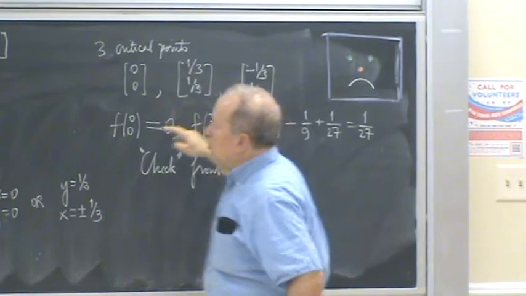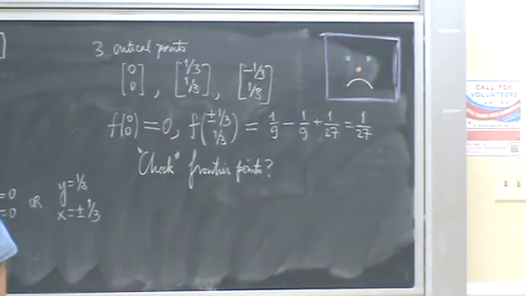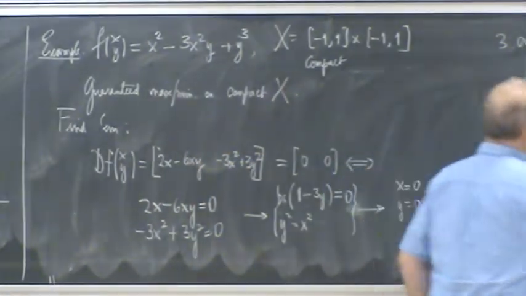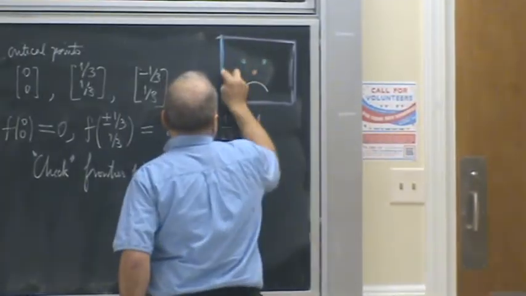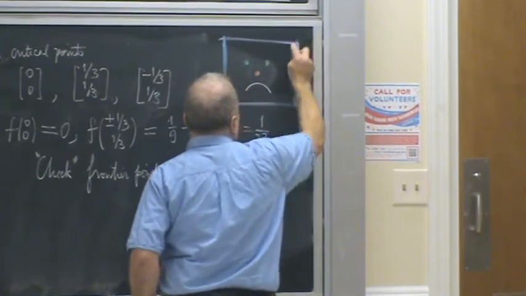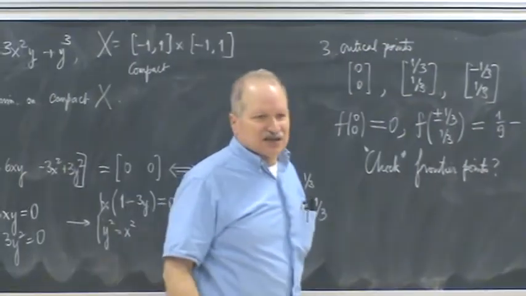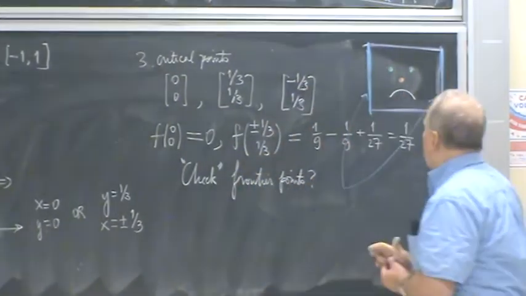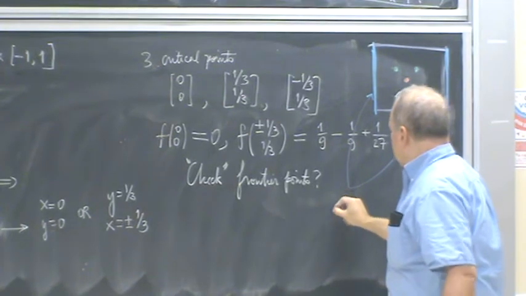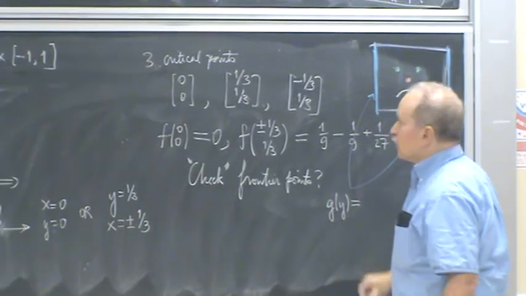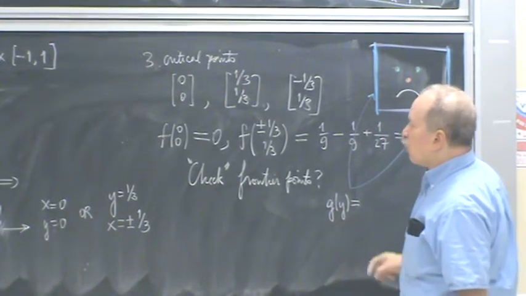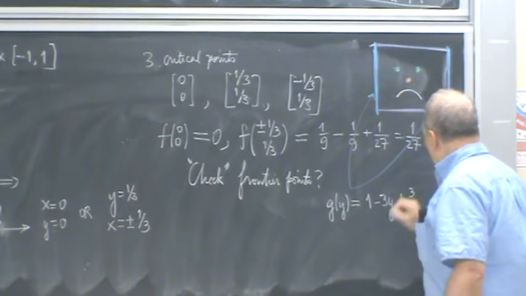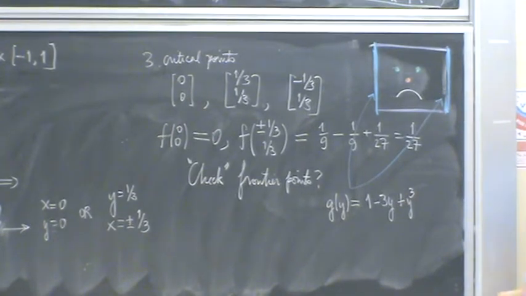Clearly, I'm saying clearly, but I want you to tell me why it is in fact clear, that on this line segment, the function behaves exactly as it does on this line segment. Even, because of the x squared. So on these two pieces, I'm going to fix x equal to 1, and I'm going to look at the function of y. X is plus or minus 1. I get 1 minus 3y plus y cubed, and y is varying from what to what? Negative 1 to 1.